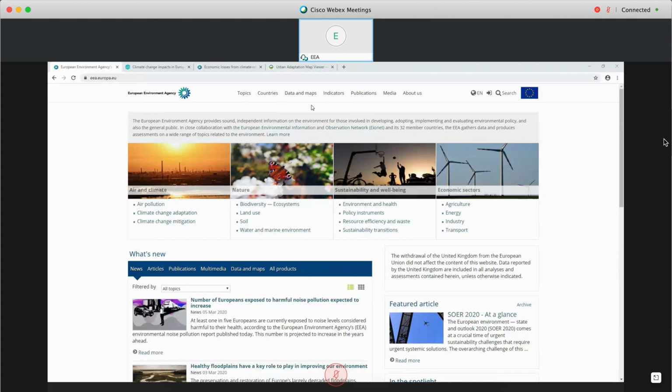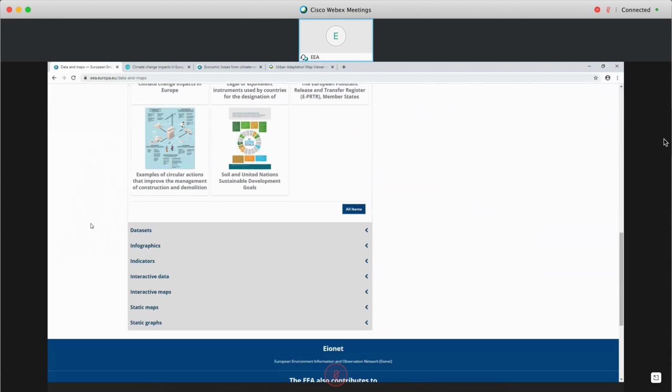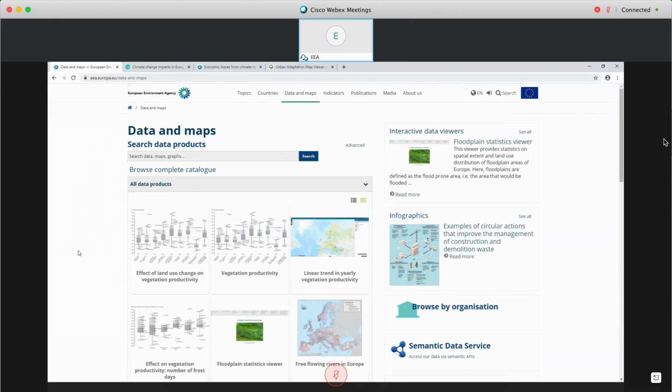You can see that on our website, in the data and maps section, where you can choose if you want to see all data products, just data sets, infographics or interactive maps. All this data that comes from the 38 countries feeding into the Environment Agency is manipulated, checked and verified by our experts. One of our experts is Blaž, and he's going to present the data sets that are going to constitute the raw material for the Datathon. Blaž, please.